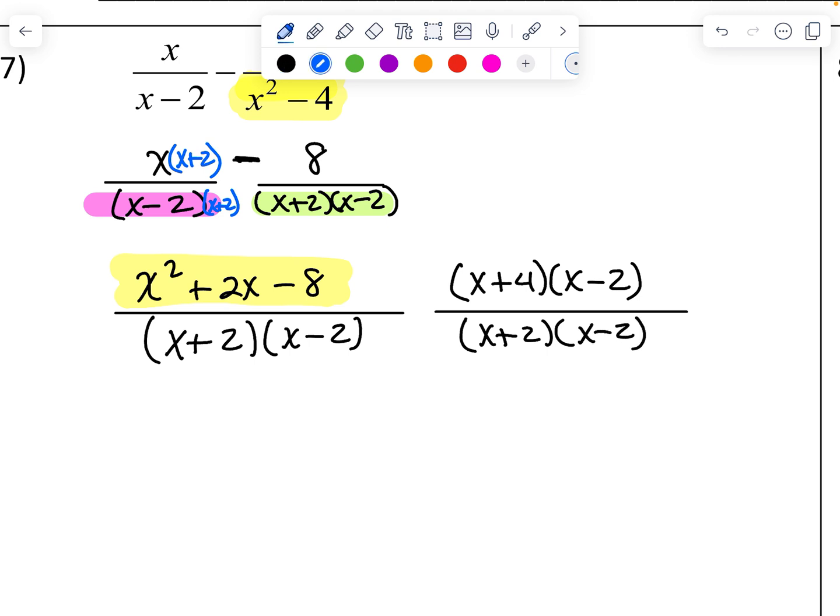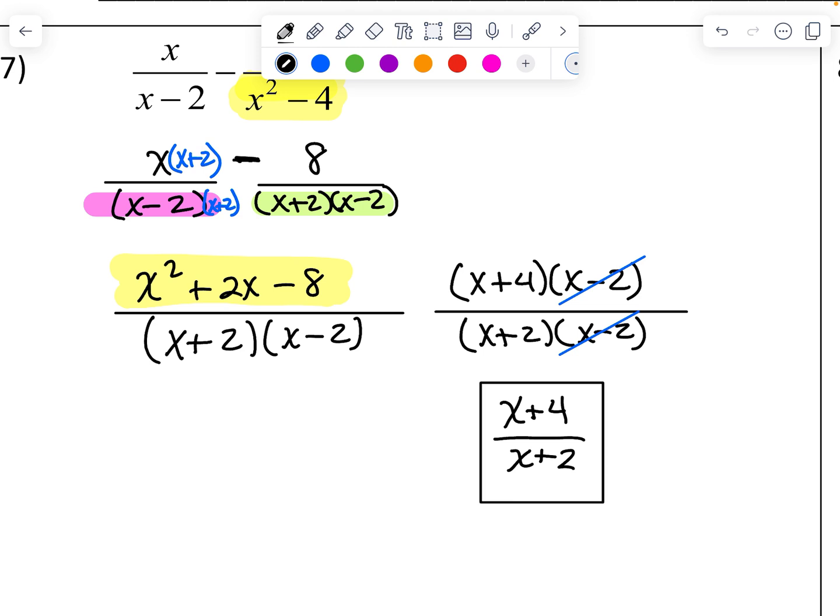And now comes in that assignment we did a couple days ago. Those two reduce each other. So our final answer is x plus 4 over x plus 2. And that is our answer. We cannot reduce. That is our answer.